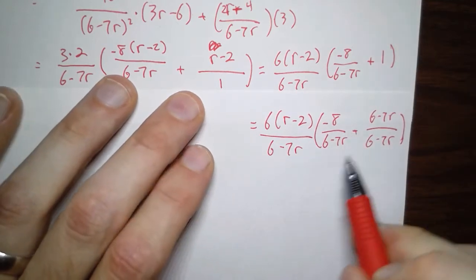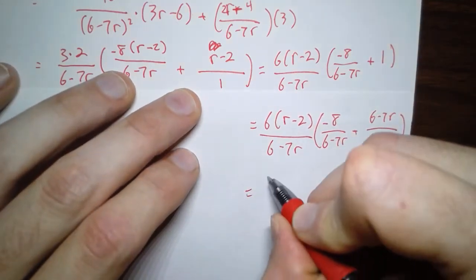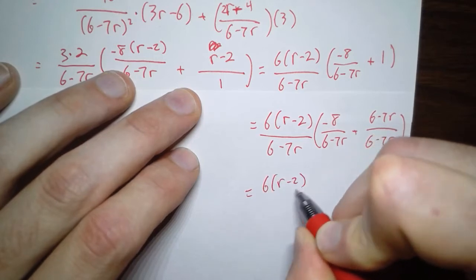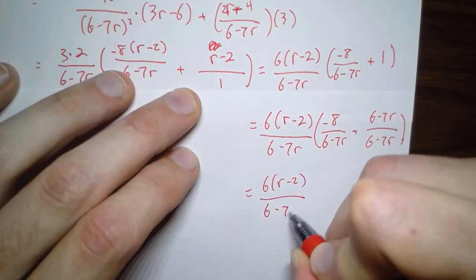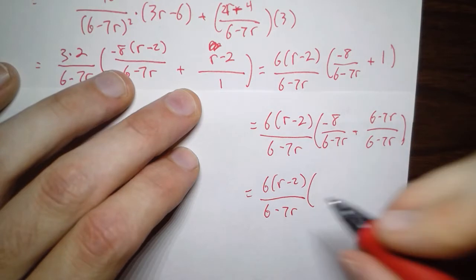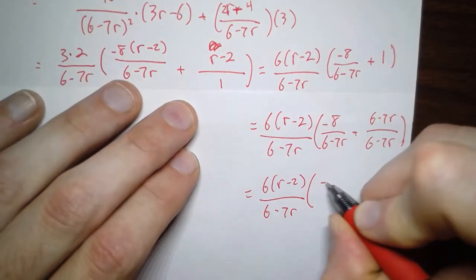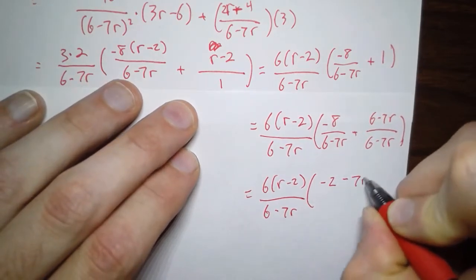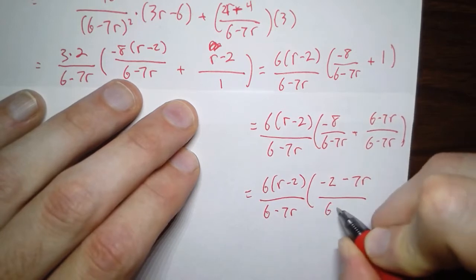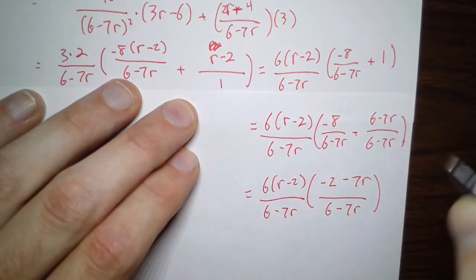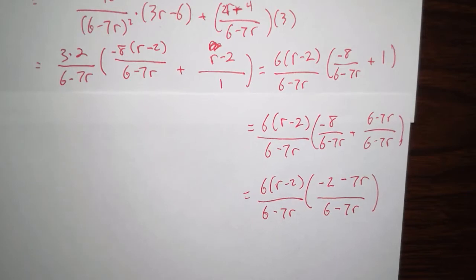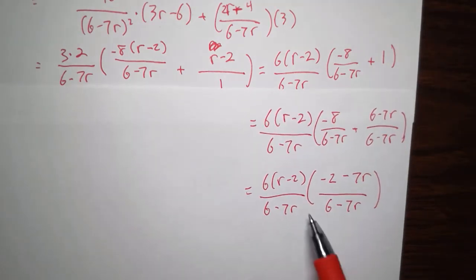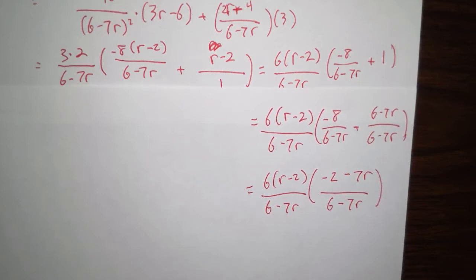Now that we have the same denominator, we can combine them. So r minus 2 over 6 minus 7r times, and so we have negative 2 minus 7r over 6 minus 7r. And so at that point, can't simplify anything anymore, nothing else will cancel, and so that is our final answer.